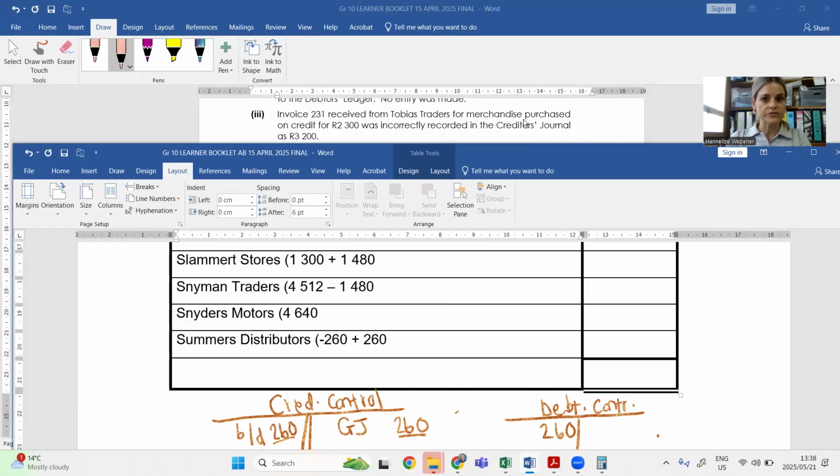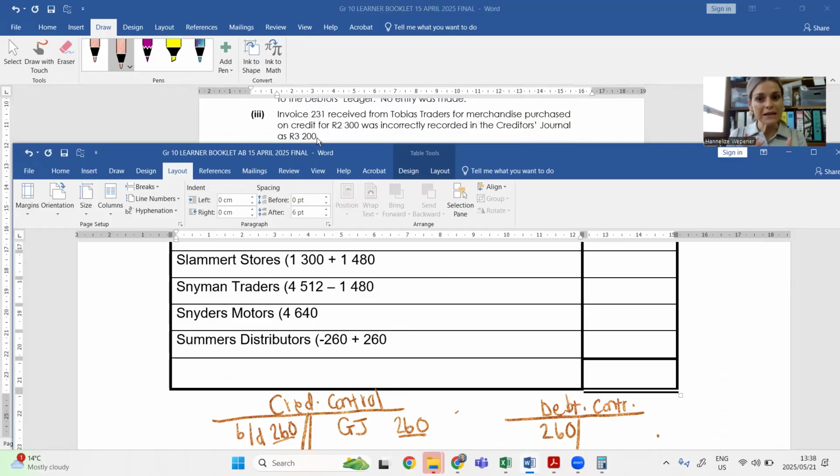You received an invoice from Tobias for credit purchases of 2,300. This was incorrectly recorded in the CJ as 3,200. So you said that you owe this creditor more than what you actually owe the creditor. So you now need to go and remove the amount that you incorrectly included in this account.